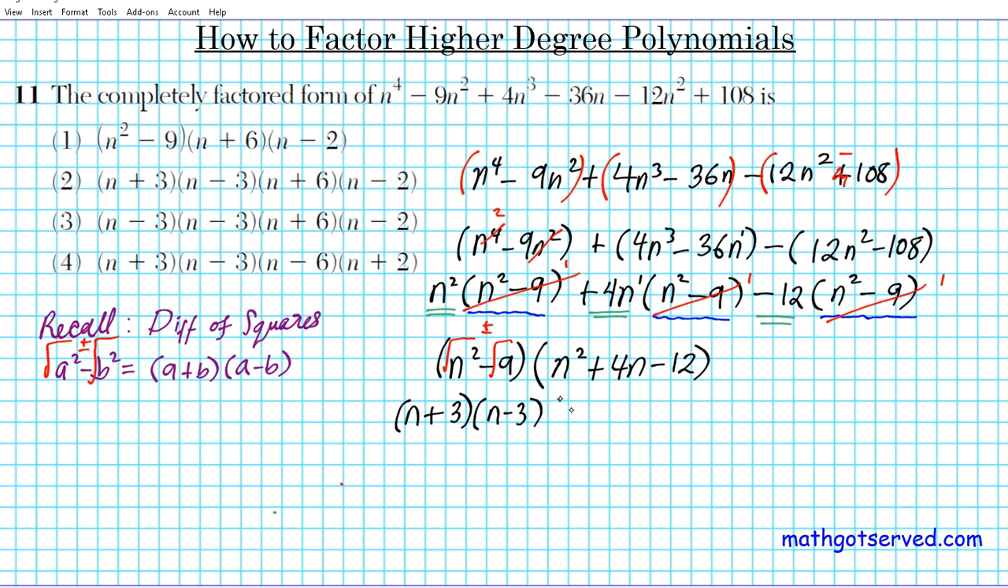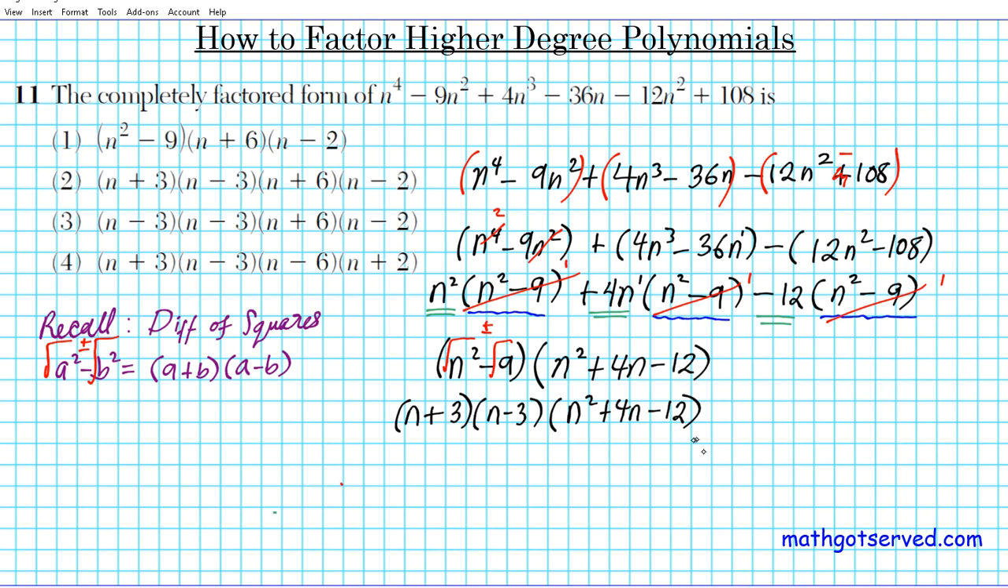So we have that factored out. Now n squared plus 4n minus 12. This is a quadratic trinomial. Let's go ahead and factor this. If you look at the options that we have right here, we can clearly see that it is factorable.